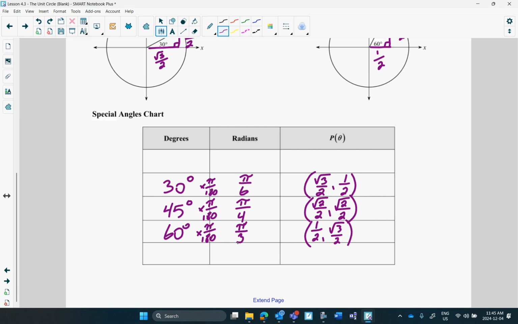The only other 2 I want to add are 0 degrees, which is really easy in radians: 0. And 90 degrees, which if I times by pi over 180, I get 90 pi over 180, which becomes pi over 2.